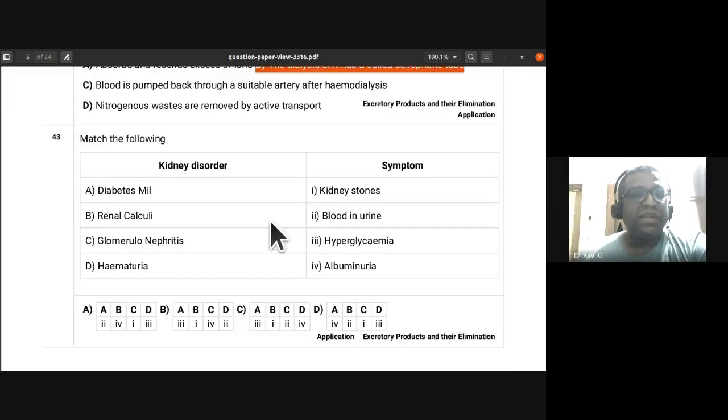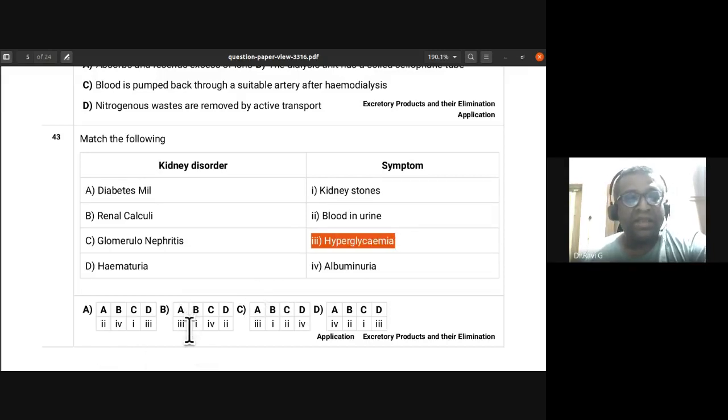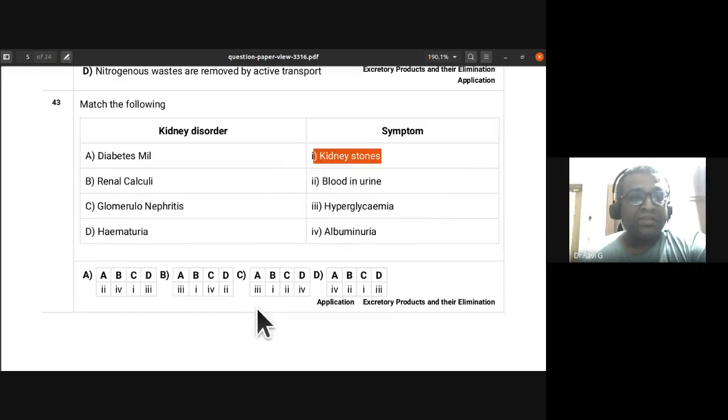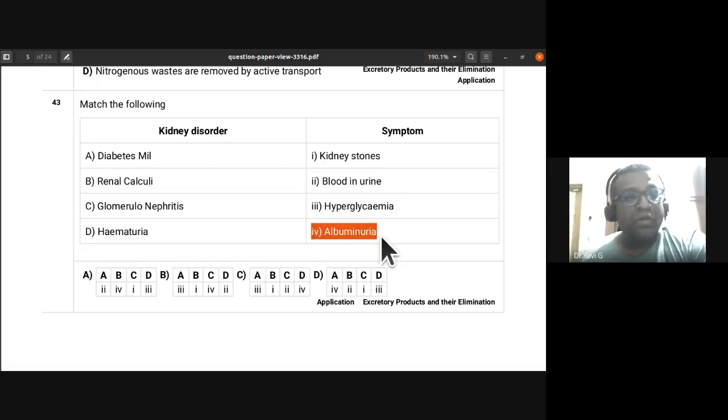Match the following: diabetes mellitus, kidney stones, hematuria, hyperglycemia. Hyperglycemia is the answer for diabetes mellitus, A is 3. Renal calculi, kidney stones, B is 1. Then there is glomerulonephritis, which is albuminuria, so C is 4. So the right answer is B, where they have the right choice of 3, 1, 4, 2.